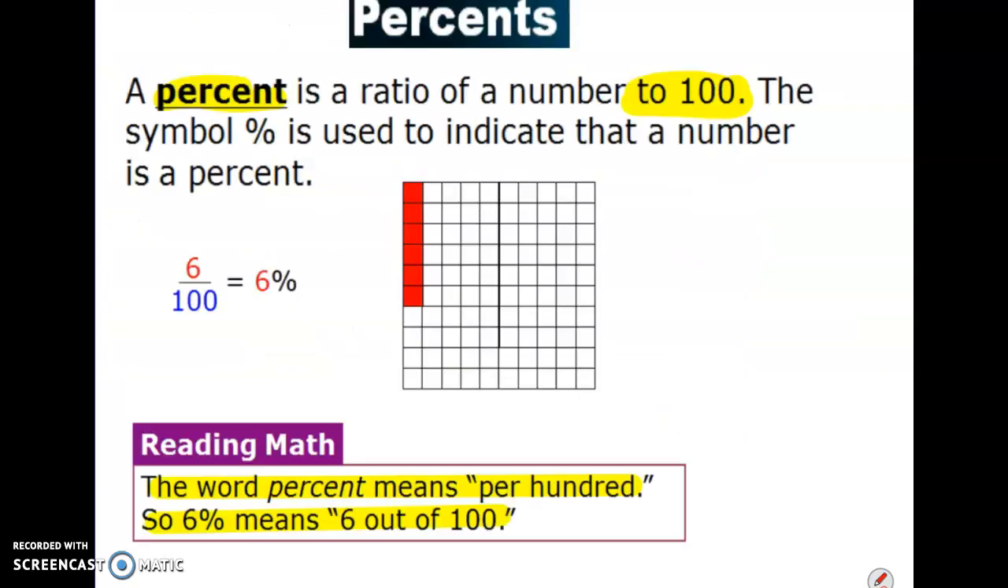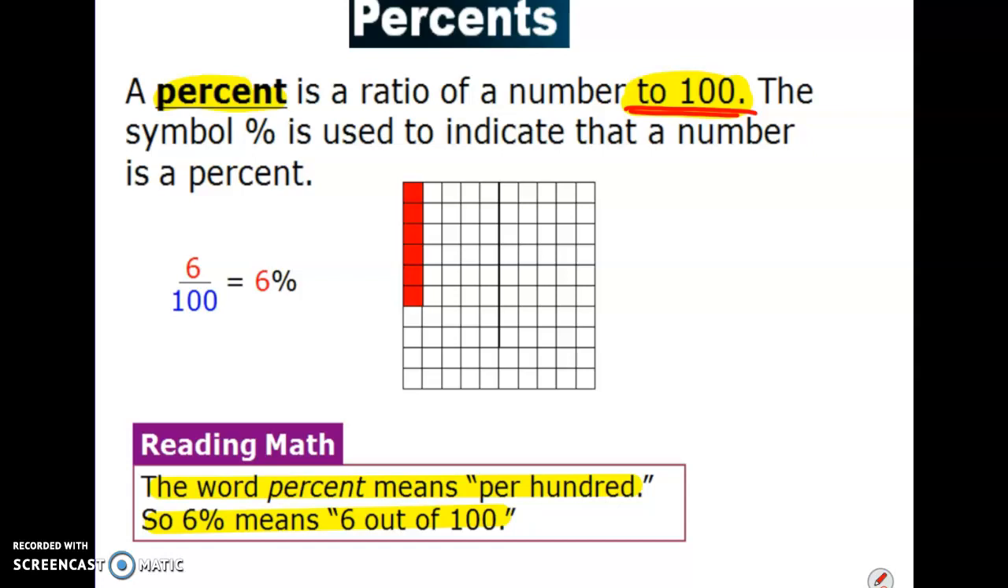All right, our lesson today is on percentages, and a percent is a ratio of a number to the number 100. So if you think you have a perfect score on a test or quiz, it usually means you had 100% of it done correctly.